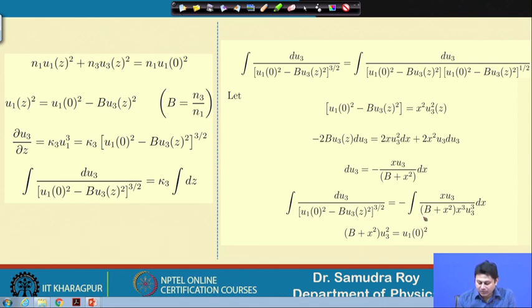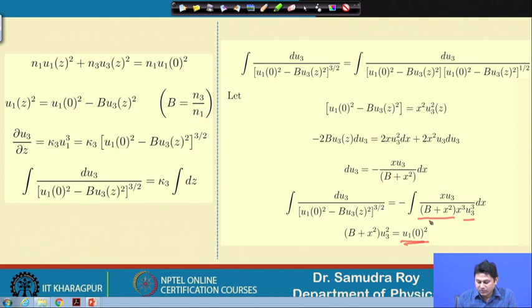Now, if I look carefully at these things, b plus x square, then u3 square is equal to u10 square. From here I can write these things straight away. If I write this b this side, then b plus x square, if I take common u3 square, then b plus x square u3 square is nothing but u1 square.